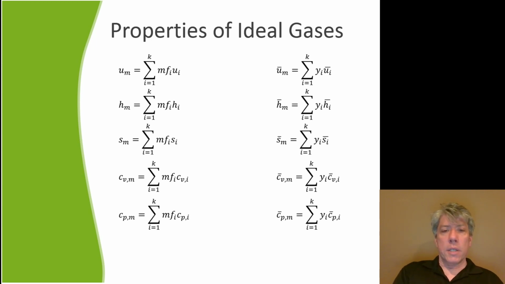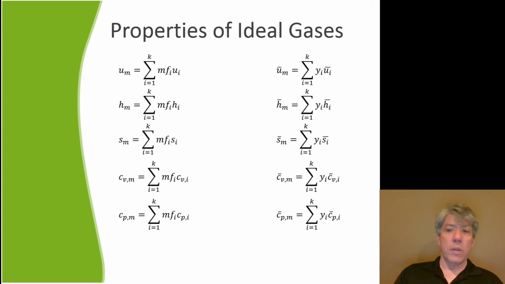Now, the specific internal energy of the mixture, U sub m, could be calculated based on the contributions of each of the individual species, and just a weighted average based on the mass fraction, you see. So mf sub i is the mass fraction of the ith species. It's the percentage, if you will, in terms of mass of that species. And all we're really doing is taking the internal energy on a per unit mass basis and just calculating a weighted average.